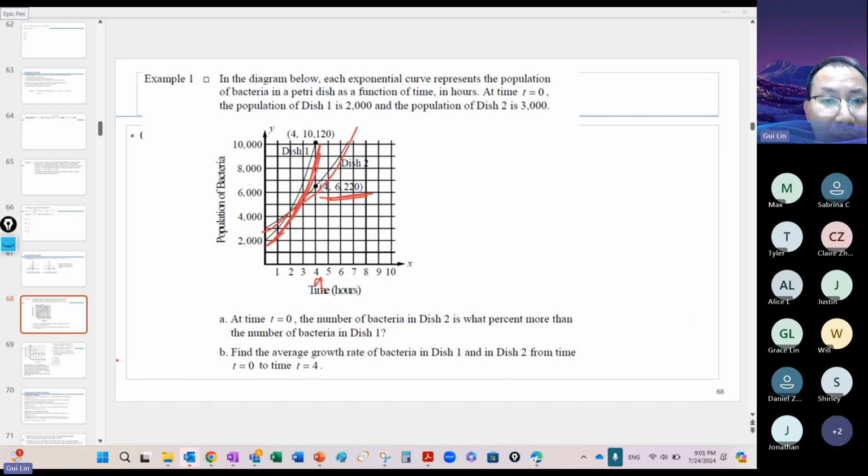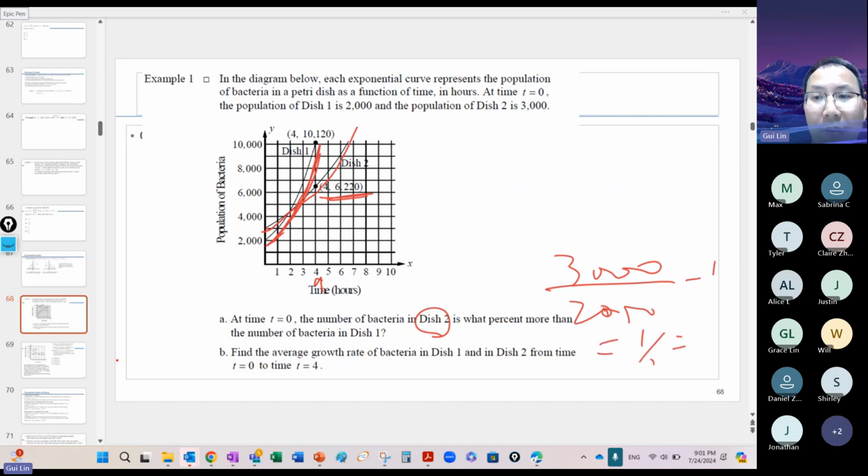At time t0, the number of bacteria in dish 2 is what percent more than in dish 1? Also easy. So 50% more, right? 3,000 over 2,000 minus 1 equals a half. So it's 50%. Sorry, my writing here is so bad.